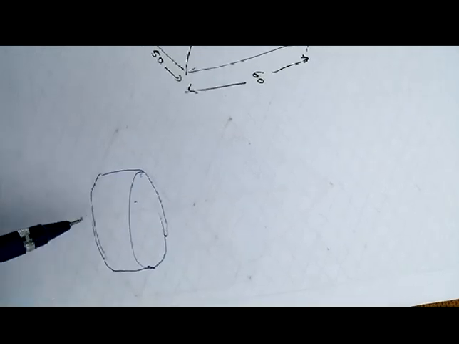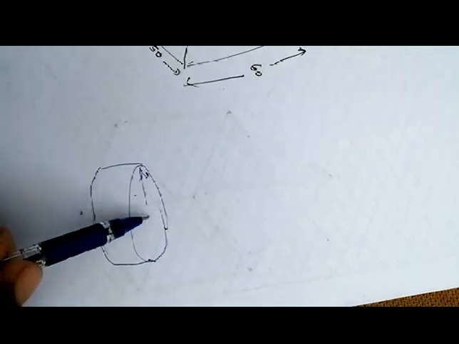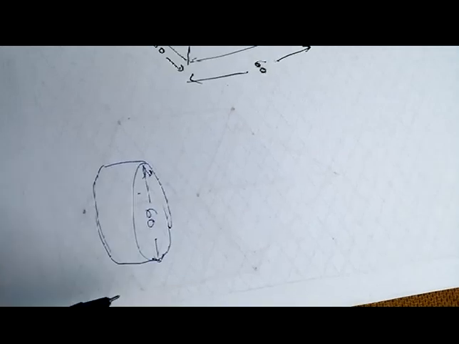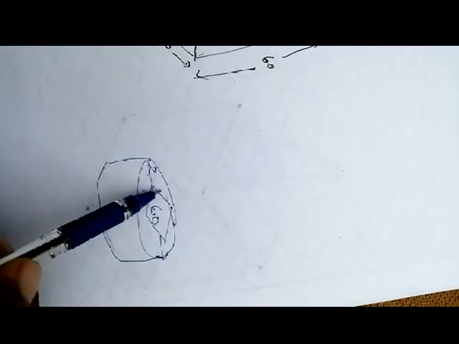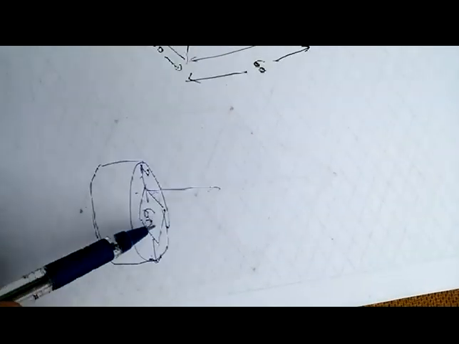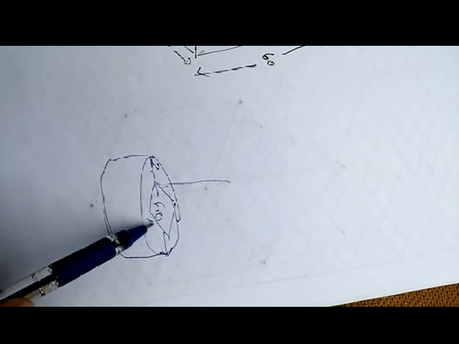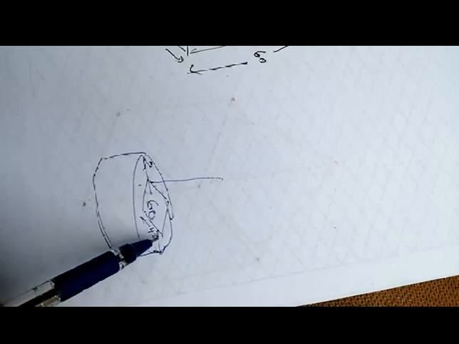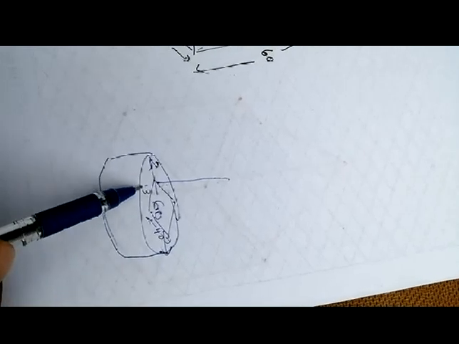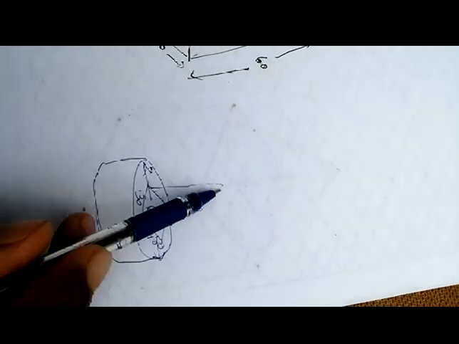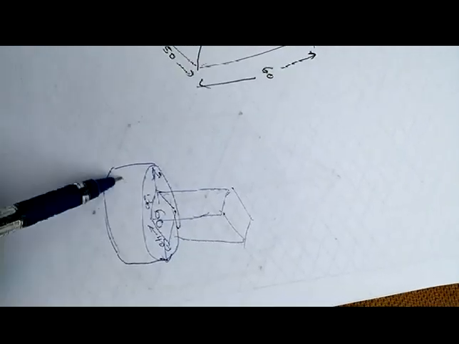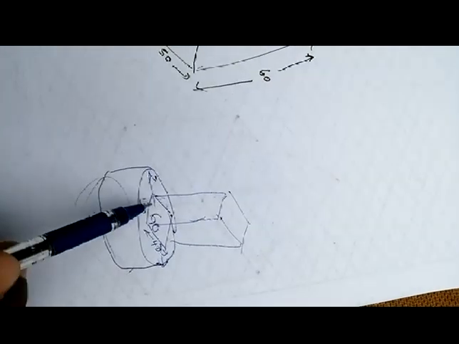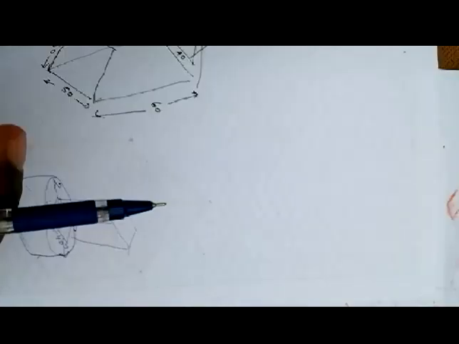The bottom object is a cylinder of diameter 60 mm. Over this cylinder we have to place one square prism, or we'll make it a rectangular prism of dimension 40 by 30 and height 50 mm. This is the required diagram. So first we'll start with the cylinder of diameter 60.